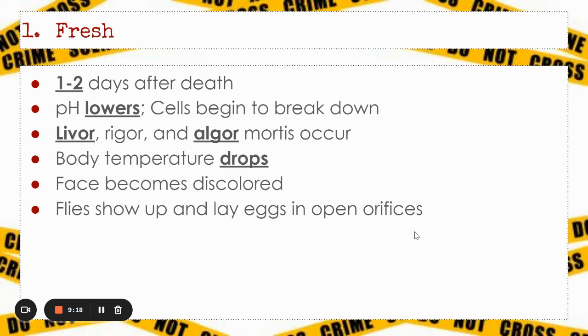So in the fresh stage of decomposition, that's going to be 1 to 2 days after death. The pH is going to lower as the cells begin to break down. Livor, rigor, and algor mortis are going to occur. The body temperature is going to be dropping. The face is going to become discolored, and flies are going to begin showing up and laying eggs in any open areas of the body.